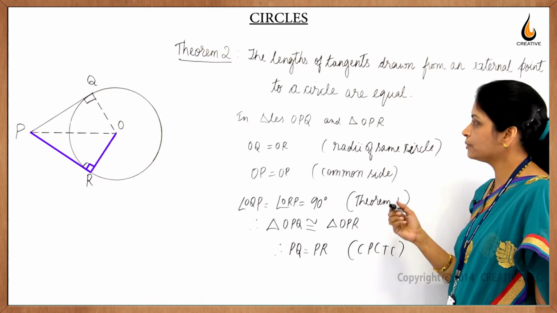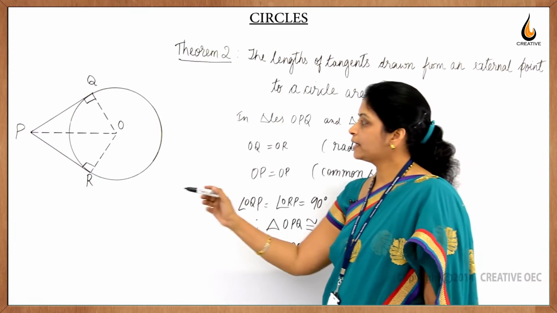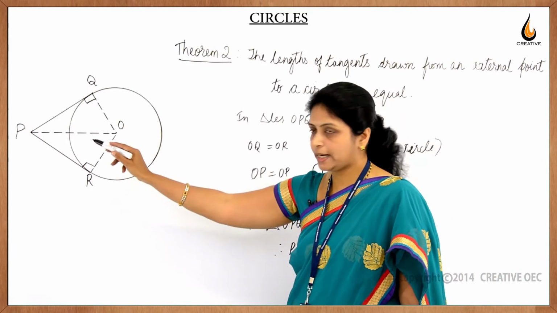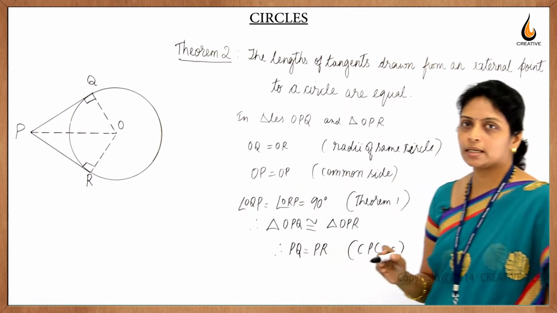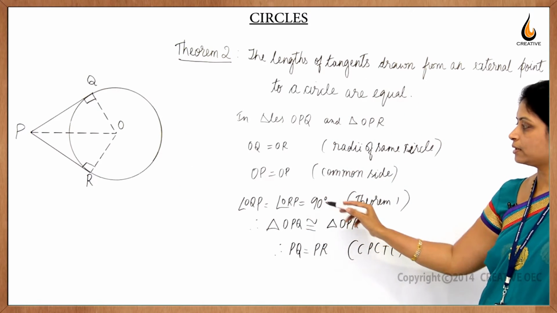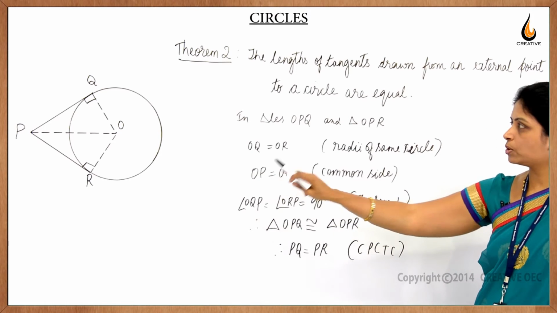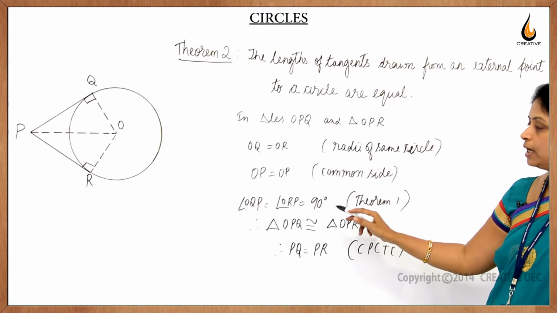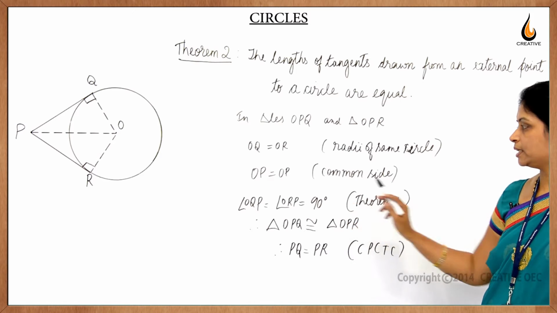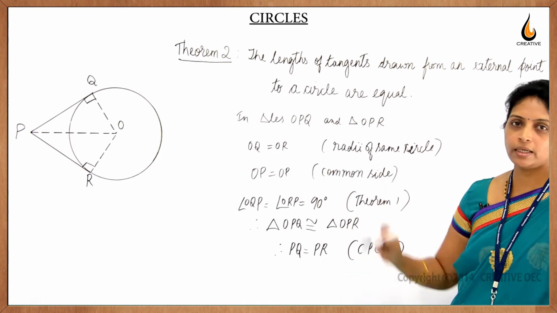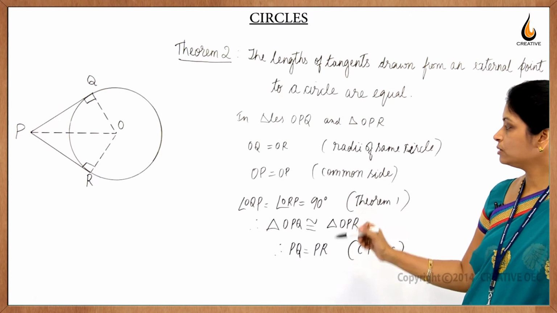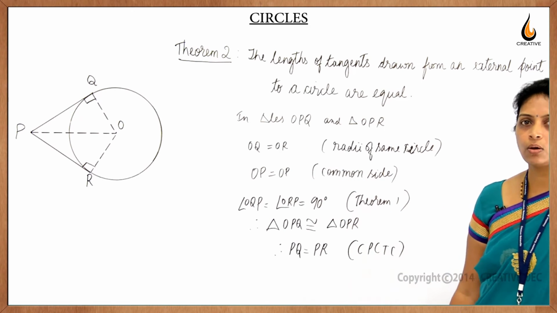That is from theorem 1, because the angle between the radius of a circle and a tangent will always be 90 degrees. So, those two angles are 90 degrees and those two are equal. Therefore, these two angles OQP and ORP are equal, both are equal to 90 degrees. Now, we have shown that two sides and one angle of a triangle are equal. Therefore, the two triangles are congruent.